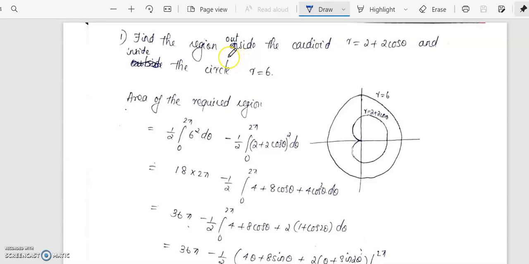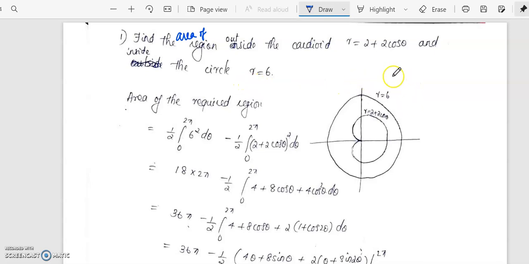Hello, so in today's class, let us look at a few more examples on finding the area between polar curves. So the first problem is to find the area of the region outside the cardioid r equal to 2 plus 2 cos theta, and inside the circle r equal to 6.